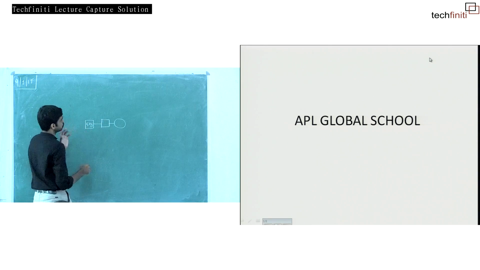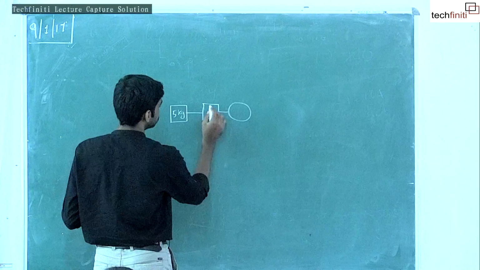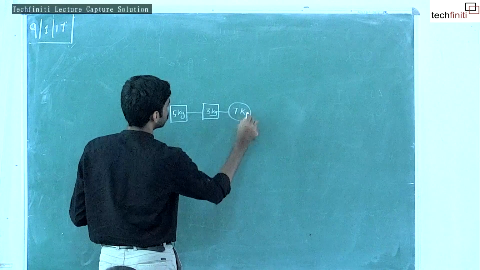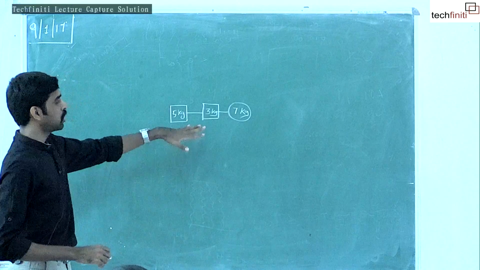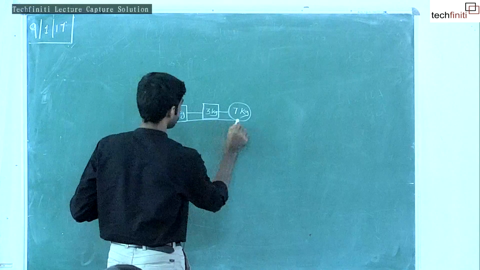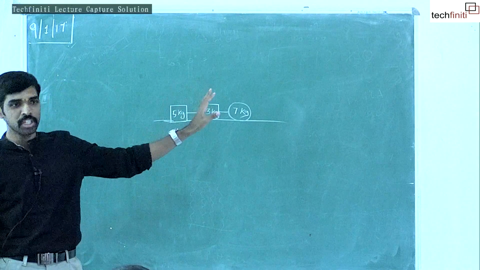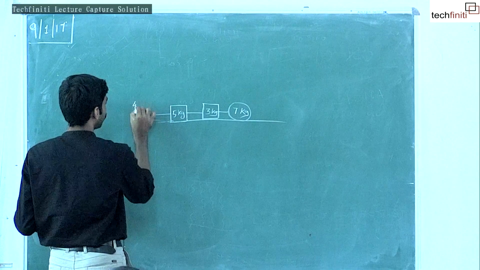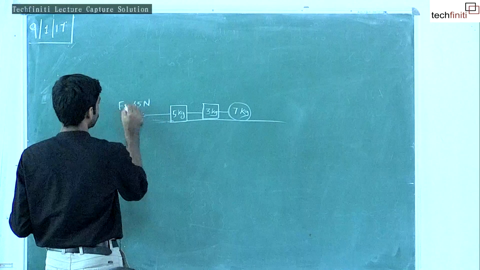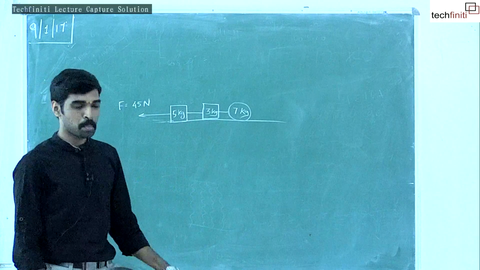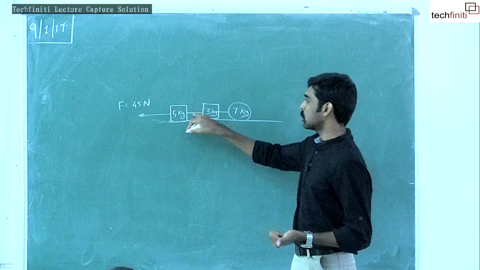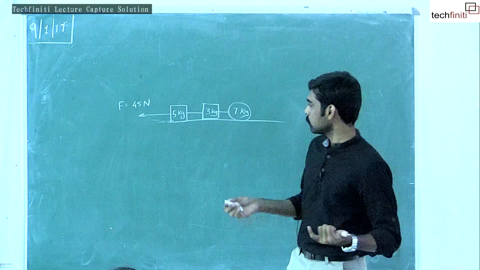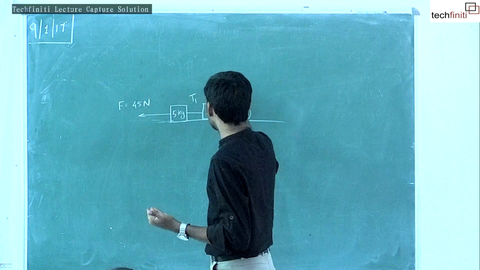This is a system of 3 objects which are tied by 2 springs. The mass of the first object is 5 kg, the second is 3 kg, and the third is 7 kg. Initially, the total system is at rest. Now, a pulling force of 45 Newton is given to the whole system. Can we find the tension in these 2 strings tied between the objects? Let's name them T1 and T2.